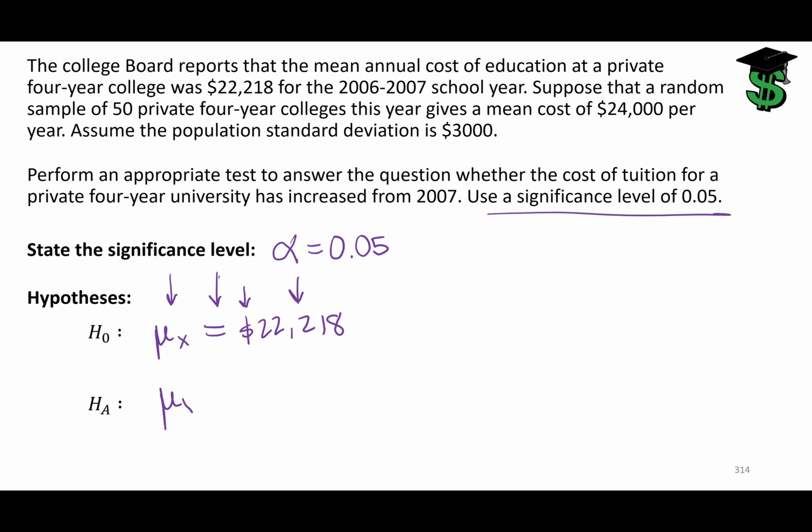My alternative will be the same parameter and the same claimed amount, but now the sign we use is going to be based on the researcher's interest. We want to know if it's increased, if the mean has gotten higher. Basically, I'm interested in the scenario: is the mean higher than $22,218? If I don't get enough evidence, I'm not going to conclude that it's different than what it used to be.